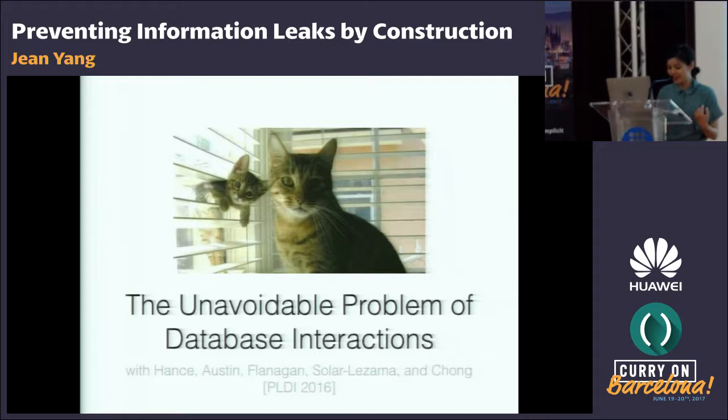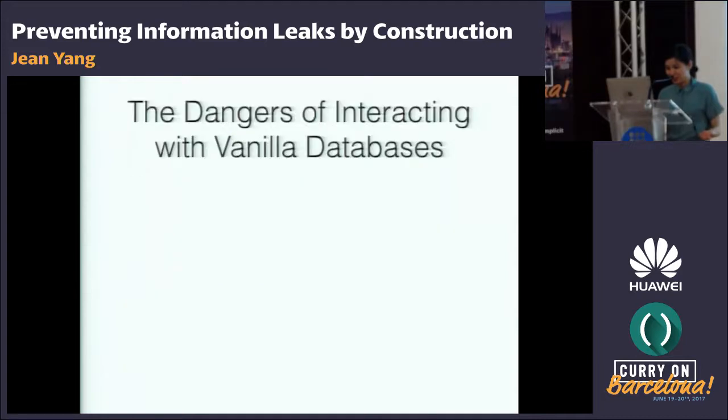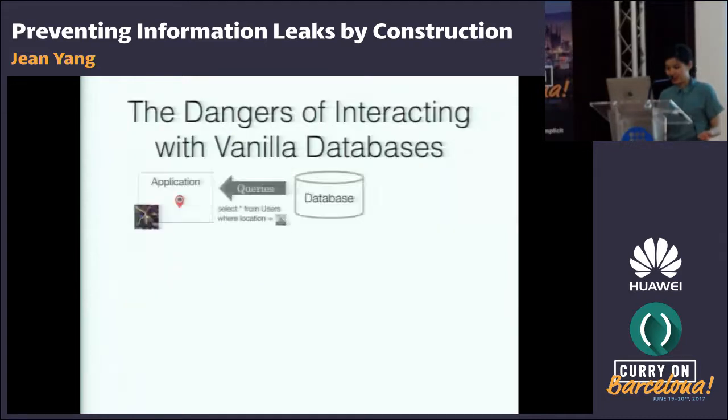And so let me first start by talking about some of the dangers of interacting with vanilla databases. What you could potentially have is, in your database, all this data. You might want to do a query based on a search interface or a recommendation algorithm that says, select everything from users where the location is equal to Sagrada Familia, and you want to show this to Ashley Feinberg.